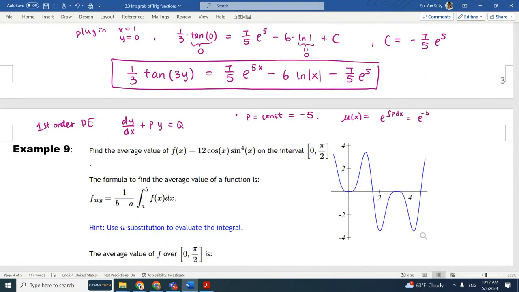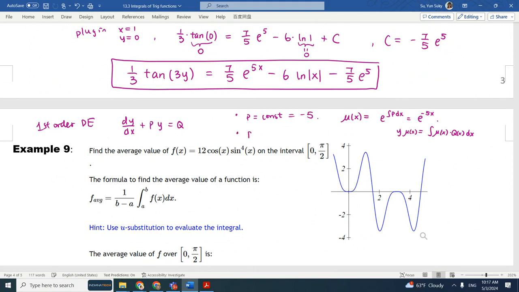So e to the integral of minus 5 dx. So your integrating factor is an exponential. And then you have y times the integrating factor equals the integral of the integrating factor times q dx. Remember? And on your right hand side, you need to distribute to cancel. If you have exponential functions, you need to combine them, right? Everybody? This is what happens when your p is constant.